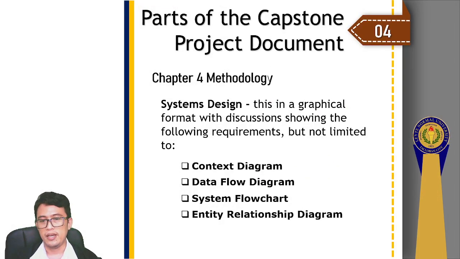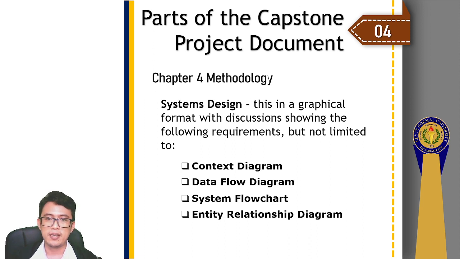Then we have the systems design. This is a graphical format with discussions showing the following requirements but not limited to. First, we have the context diagram. The context diagram shows the general view of your current system and the proposed system. In our program, we only require the general view or the context diagram of the current system. And then for the proposed system, you are going to propose the context diagram, but this will be supported with the data flow diagram.